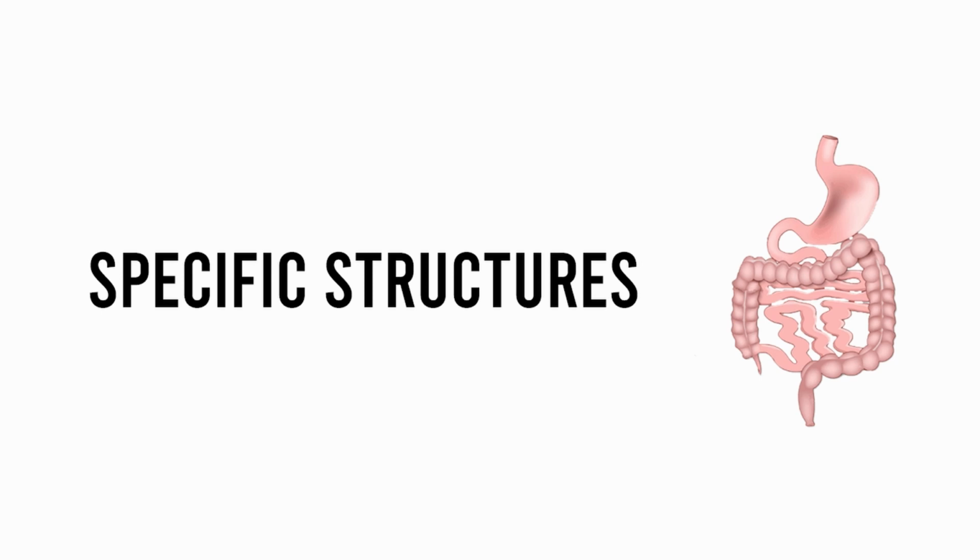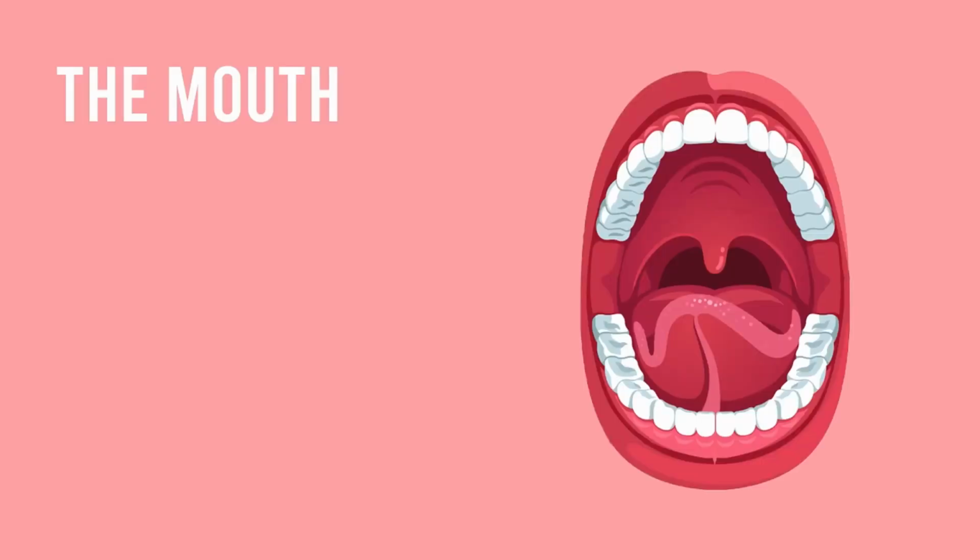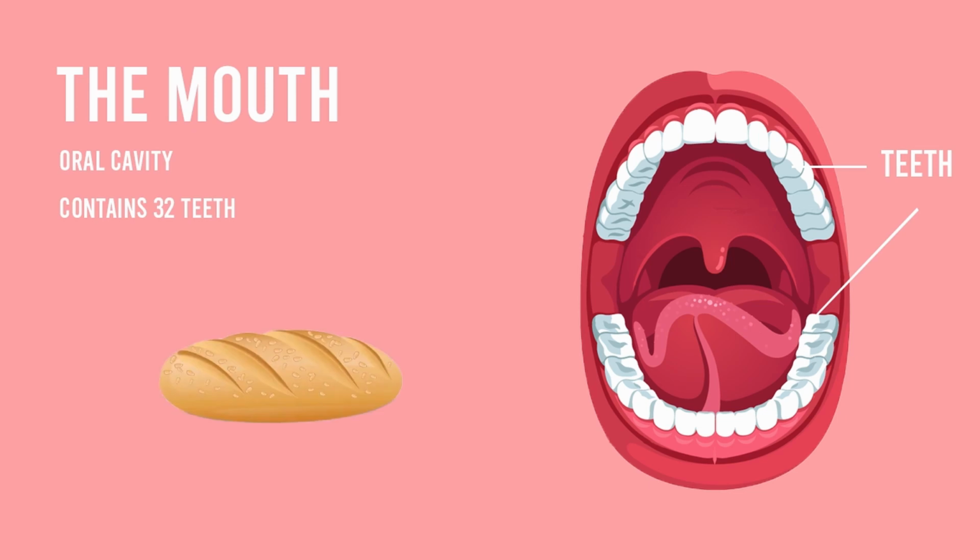Now that we have a basic idea of how our digestive system functions, let's look at the specific structures that compose it. Starting with the mouth. The mouth, or the oral cavity, is an opening through which food and air can enter the body. The oral cavity contains 32 teeth, each of which are used to chew and mechanically process the food that we consume into smaller pieces that are easily digestible.